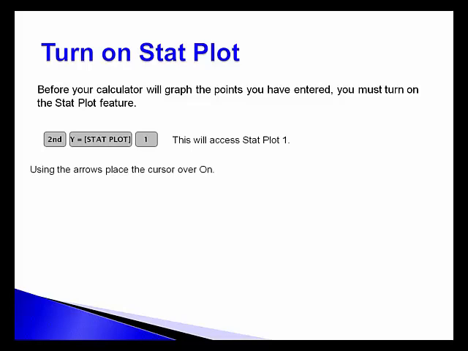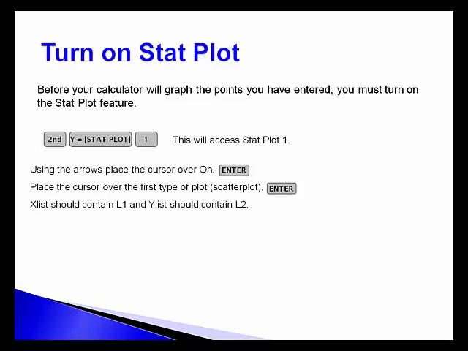Once we've done this, we want to use the arrow keys to place the cursor over on, and then hit enter. Next, you move down and place the cursor over the first type of plot, which is a scatter plot. Notice to the right of it there is a line graph, so if you were trying to do a line graph you would simply do the second type instead of the first type. But for us right now we'll use the first one. We'll be plotting points. You hit enter.